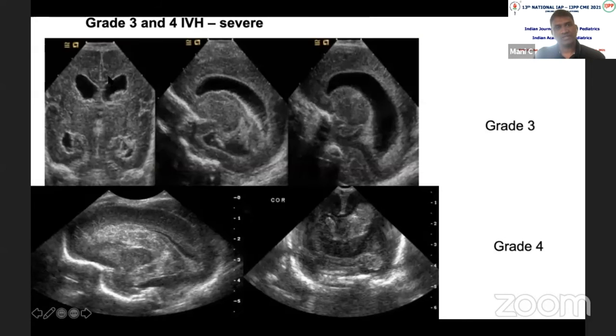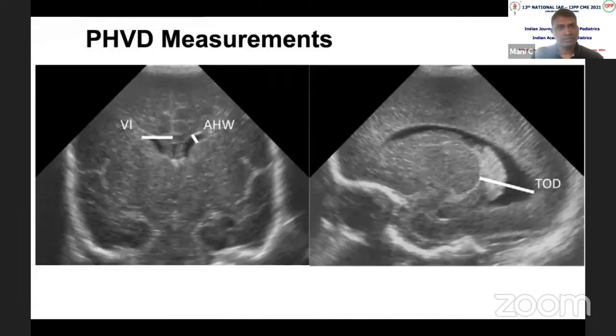And grade 3 is with or without ventricular dilation, if more than 50% of the ventricle is covered with blood. And grade 4 is the parenchymal involvement, which is called periventricular hemorrhagic infarction. And you can see there's a large hemorrhage here in grade 4 in the bottom scans, and it's also affecting the parenchyma of the brain.